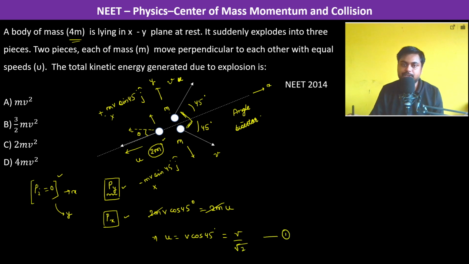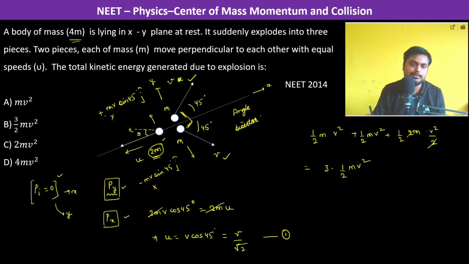Now the total kinetic energy generated is half mv square for this plus half mv square again for this, plus half into the mass, which is 2m, into u square, which is v square by 2. So this is going to be 3 into half mv square. Therefore the answer is going to be B. Thank you.